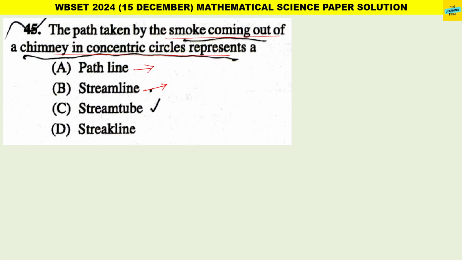And the path in which each particle of the fluid flows is called the path line. So this is not it. And stream tube is also not. Streak line is the correct answer. And what is the streak line?